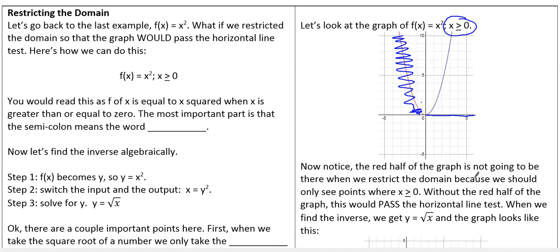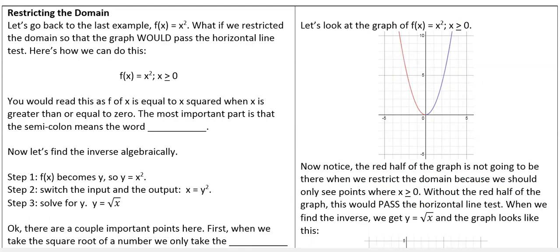Now notice the red half of the graph is not going to be there when we restrict the domain, because we should only see points where x is greater than or equal to 0. Without the red half of the graph, this would pass the horizontal line test. Whereas before it would have failed the horizontal line test, now it'll pass because this side has been removed by restricting the domain. So now let's take a look at what the inverse would look like.